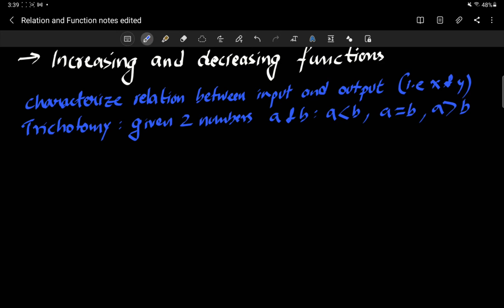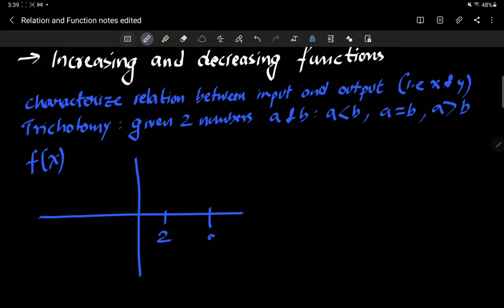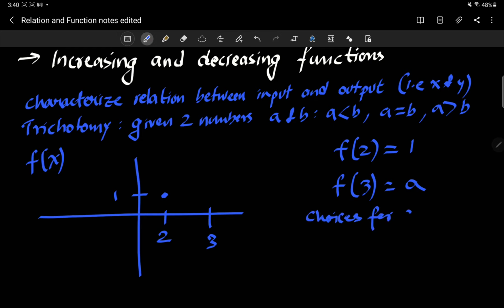Now this is how. Let's say I want to draw a function f of x. I have the freedom of drawing the picture as I want. Now, I'm going to zoom in and look at, say, specifically between inputs 2 and 3. Let's say at 2, my output was 1, so f of 2 is 1. Now f of 3 is some number. Let's say I call it a. And the question is, what are the choices for a?